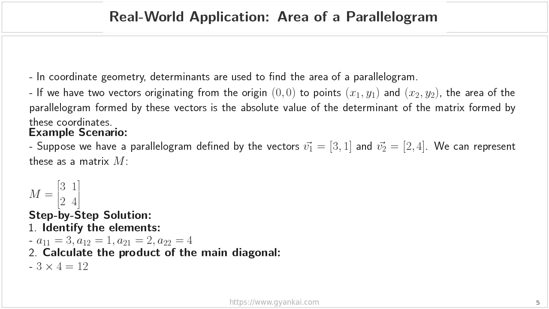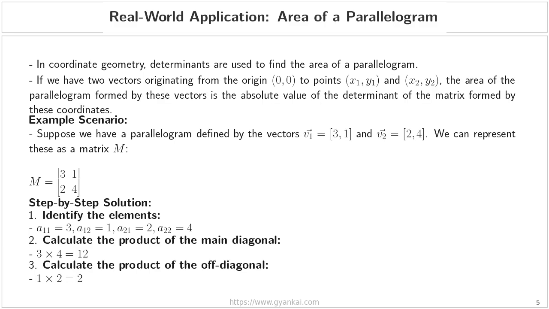Step 2, we calculate the product of the main diagonal. That is, 3 times 4, which gives us 12. Step 3, we calculate the product of the off-diagonal. That is, 1 times 2, which gives us 2.